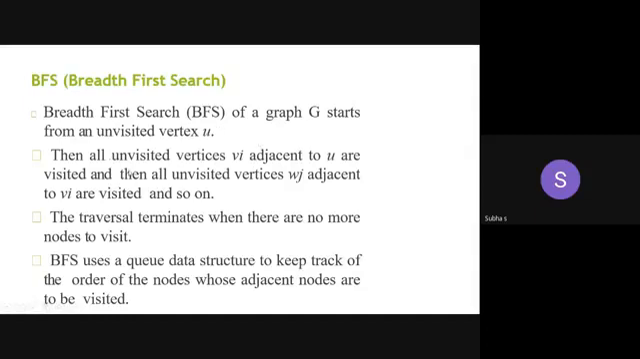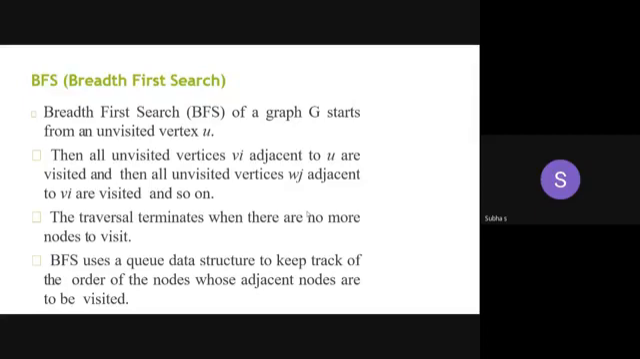What's the second point given? Then, all unvisited vertices V, adjacent to U, are visited. Yes, then you have to come to that another vertex, find all the adjacent vertices. Like that, you have to proceed. Okay, if you look at the example, you will be more clear. We will come back to this slide after seeing the example also. When will the traversal get terminated? When there are no more nodes to visit. If I have visited all the 7 vertices, that's all. We can finish. We can terminate the traversal.